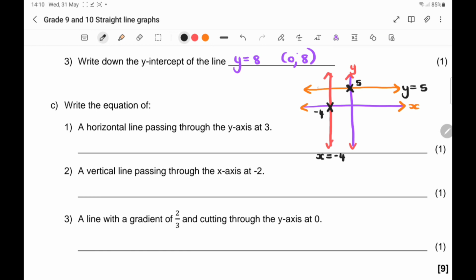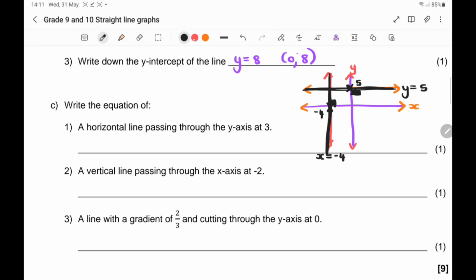Or I can say to you, write down an equation of a graph that runs parallel to the x-axis, which would be this graph over there. Or I can ask you to draw a graph that runs perpendicular to the x-axis. So can you see it will be this graph over here, because it runs perpendicularly to the x-axis. Or I can say write down a graph that runs perpendicular to the y-axis, which will be this y is equal to 5. So just be mindful of those.